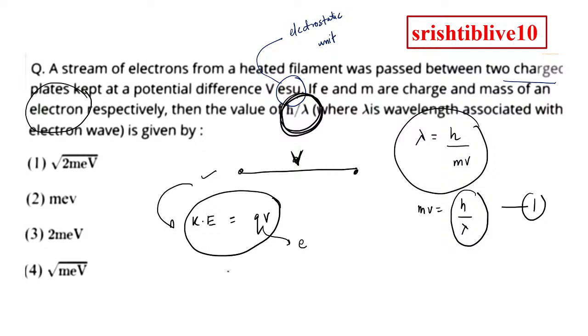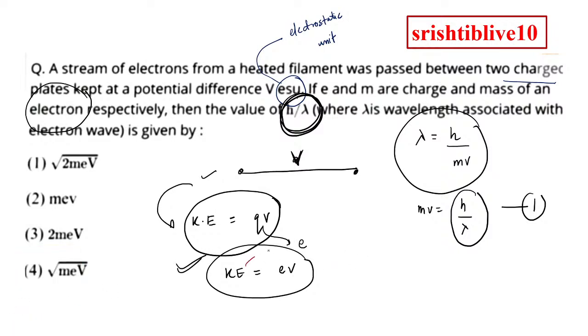Can I say this Q is e? So kinetic energy is eV, yes or no? First of all, tell me this point is clear. Kinetic energy is eV. Then I'll move to the next step. Before that, you tell me if this step is clear or not. Clear? All right. So kinetic energy is equal to eV.